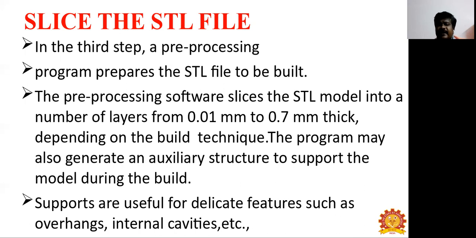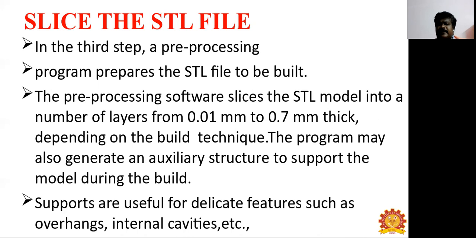It slices the model into a number of layers, with thickness depending on the build technique, from about 0.01 mm to 0.7 mm. The program can also generate an auxiliary structure. Why do we need to generate the auxiliary structure? The main aim, or purpose, is for supporting the model during the building.